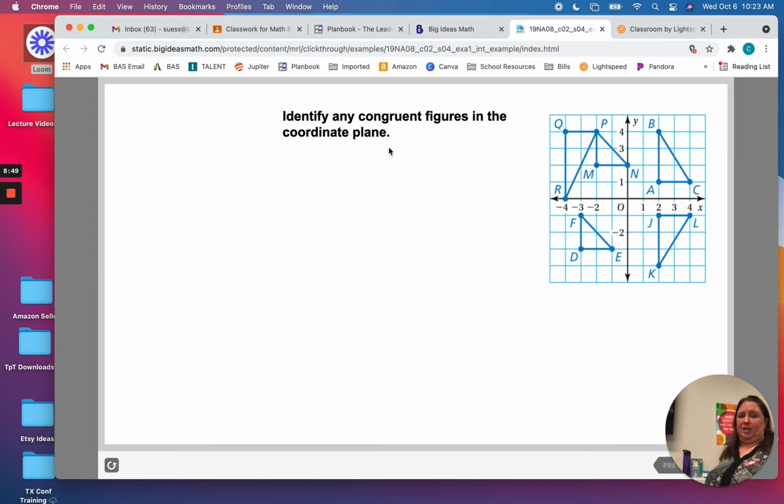So we're going to identify any congruent figures in the coordinate plane. Coordinate plane just means graph. You guys know that by now, right? Okay, so what does congruent mean? They're the same. So we have to find shapes that are the same size, length. They can be twisted around and upside down, but nothing should have changed size-wise, right? So looking here, are there any off the top of your head that look like they might be congruent? Kerwin?